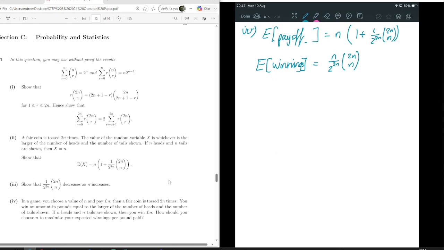We know that without the n, this is decreasing. So without the n, you just choose n to be as small as possible to maximize that thing. But the n there is a little bit awkward. If I want to maximize this, one way is to differentiate it. I can call this f of n, and I can try and differentiate it.